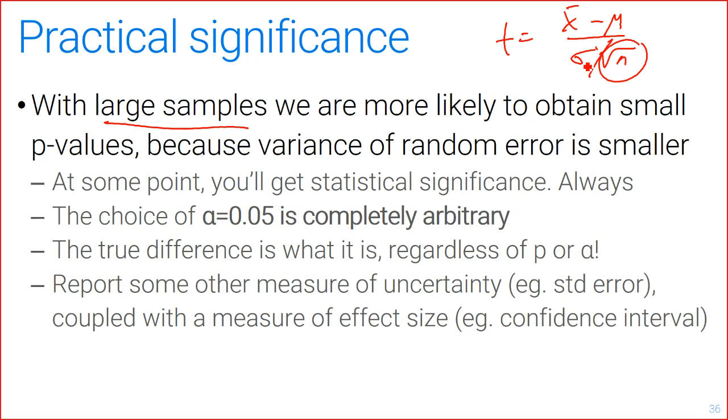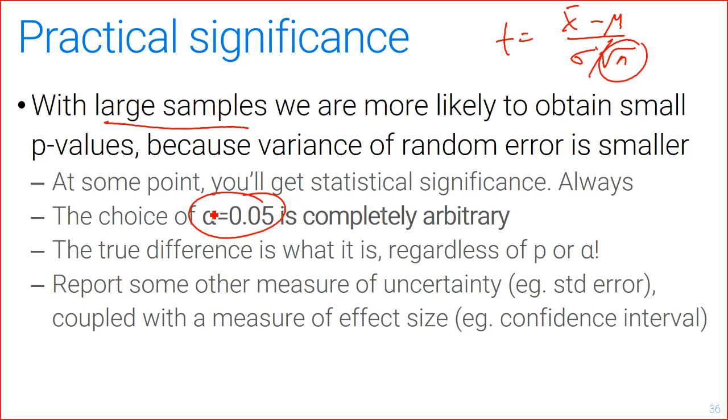It's just a matter of how much data you need. Eventually, you're always going to get a statistically significant result. And the point is that it's going to be statistically significant if the p-value is less than alpha. And also consider that the alpha level, this 5%, is completely arbitrary. In some fields, it's 5%.